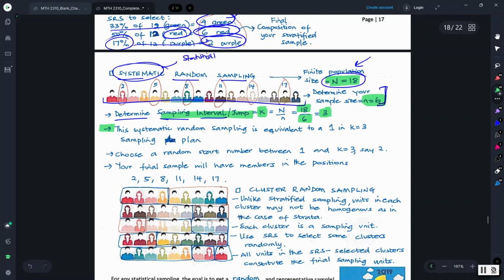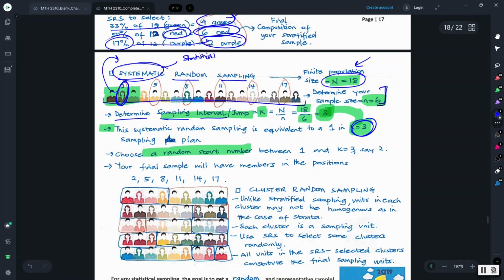So the next step is this 3 will be used as the jump mechanism. That is, we're going to select one person out of the first 3 persons in the group. So we're going to choose randomly, using simple random sampling, one person out of the 3 persons. Let's say randomly we ended up picking the second person. So this second person has made it into the final systematic sample.